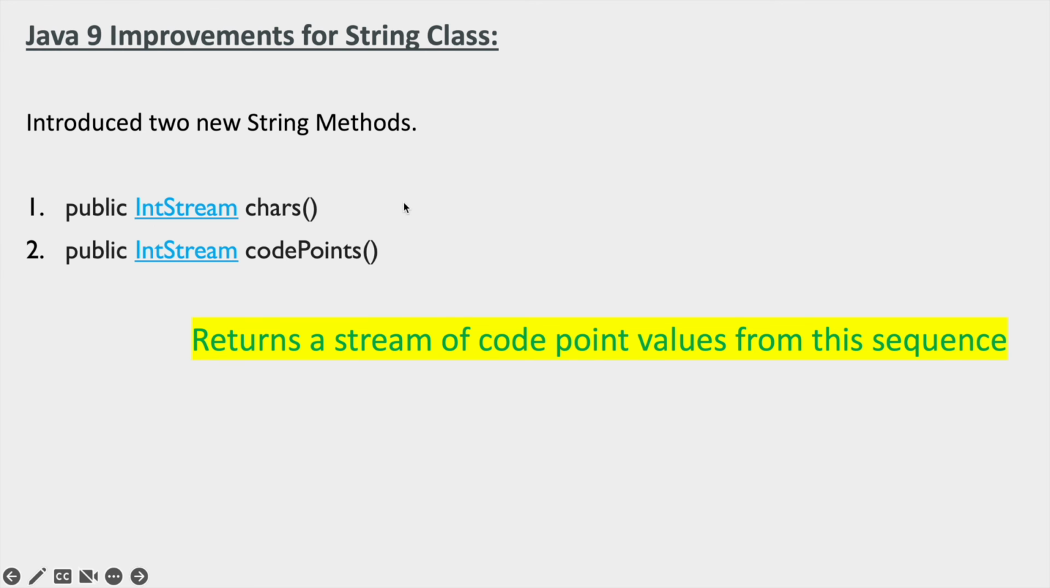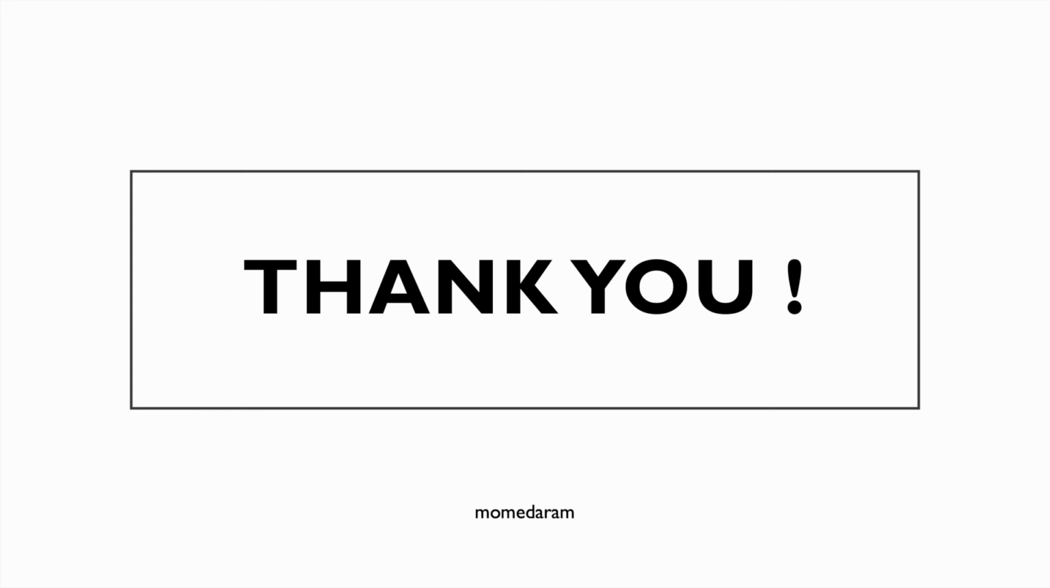So these two methods return a stream of code point values from the sequence. These are the two new methods they have introduced for the String class as part of the Java 9 improvements. That is all about this video.